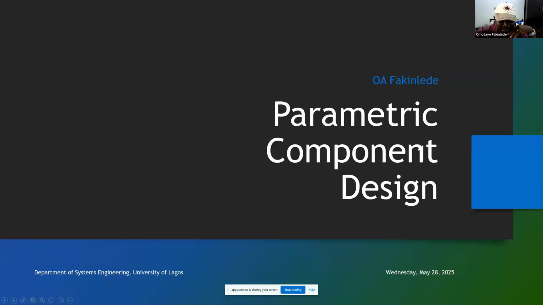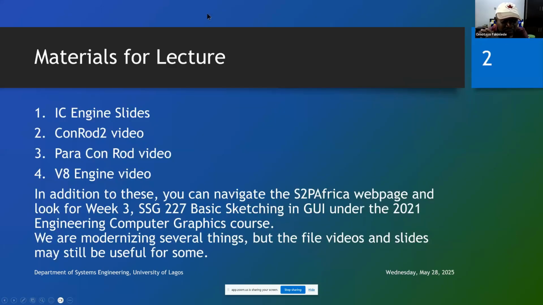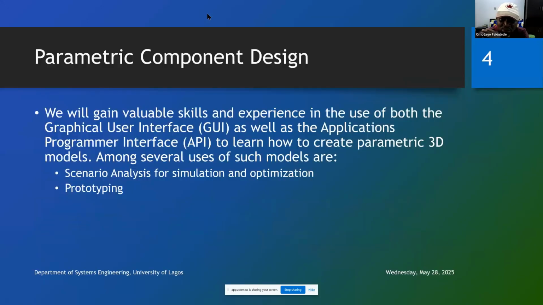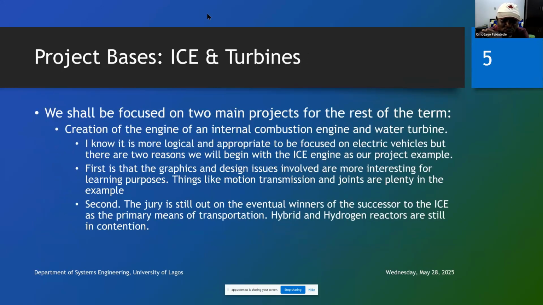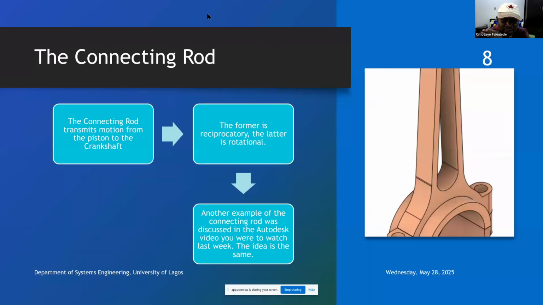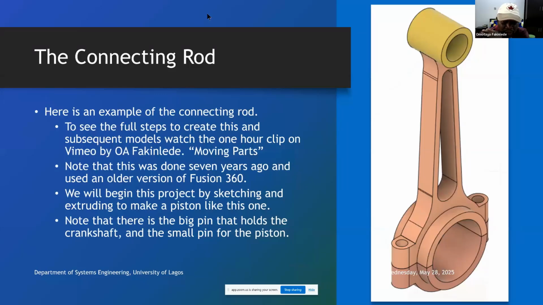I'm not going through this class now. I just want to pick some of the pictures that I need for you to see. So we have IC internal combustion engine slides, some basic skills, but I'm just going to rush through this. I just want to use this one to show you how to create the connecting rod.